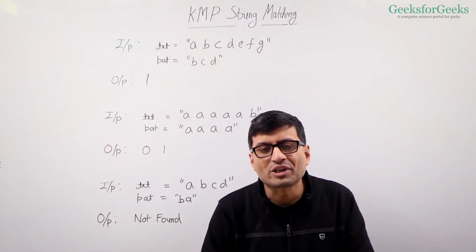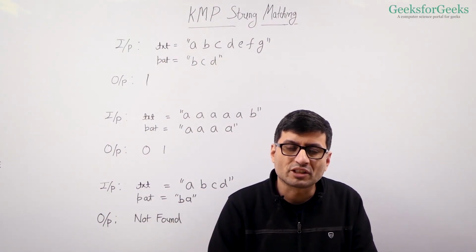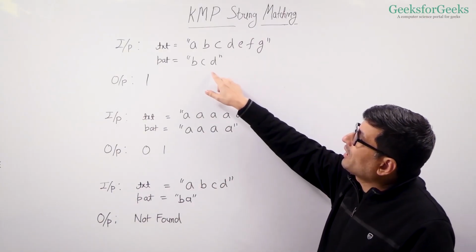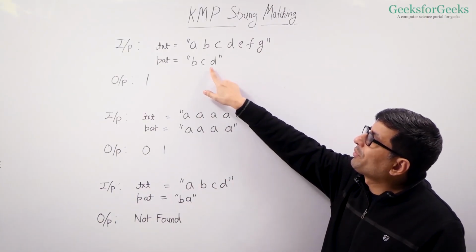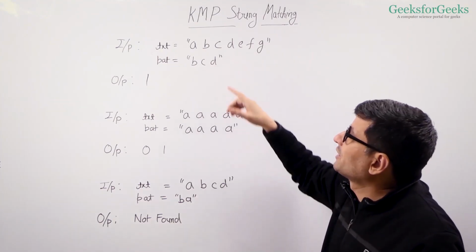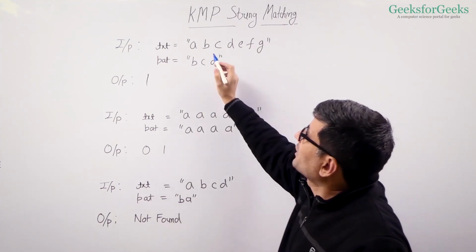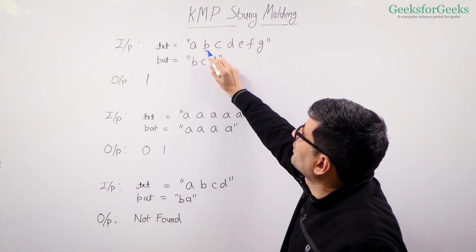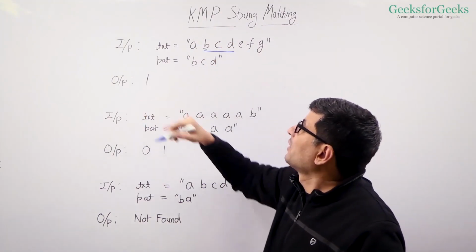Hi, in this video we are going to talk about KMP string matching algorithm. So the problem is we are given a text and a pattern. We need to find out where all this pattern is present in the text. In this example, pattern is present in index 1, right? This is index 0, this is index 1 and your whole pattern is present here. So our output is 1.